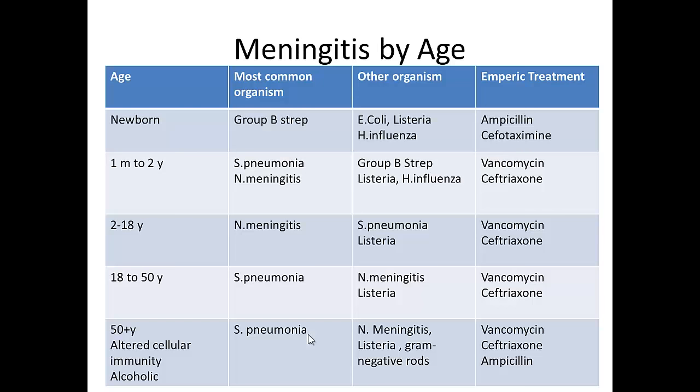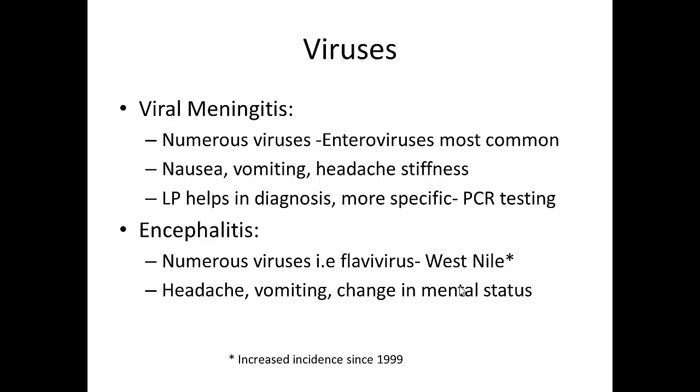Now, various bacterial organisms will cause meningitis. Now, you probably all heard of Neisseria meningitidis because now we have 2 vaccines for that. But take a look at the others that can cause infection. Viruses can also cause infection, and there's also encephalitis. We're seeing more and more problems with the West Nile virus.